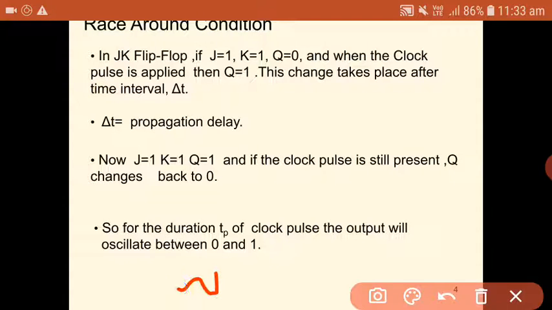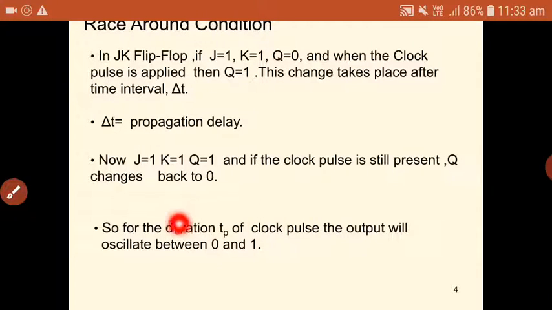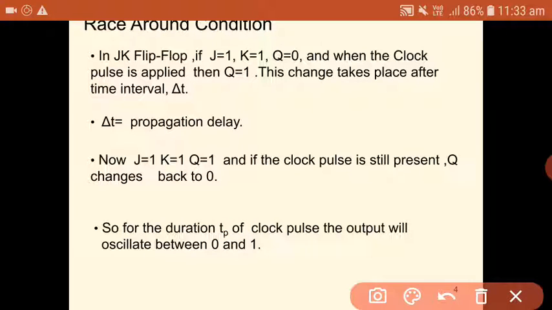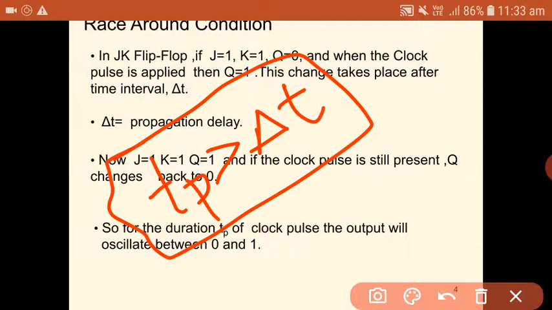So for the duration TP of clock pulse, the output will oscillate between 0 and 1. It is because TP is greater than delta t. So this is the main condition for having the race around problem. In order to avoid that, you need to take care of this. Instead of greater than, it should be less than. So the time for which the clock pulse is high should be less than the propagation delay of the flip flop.